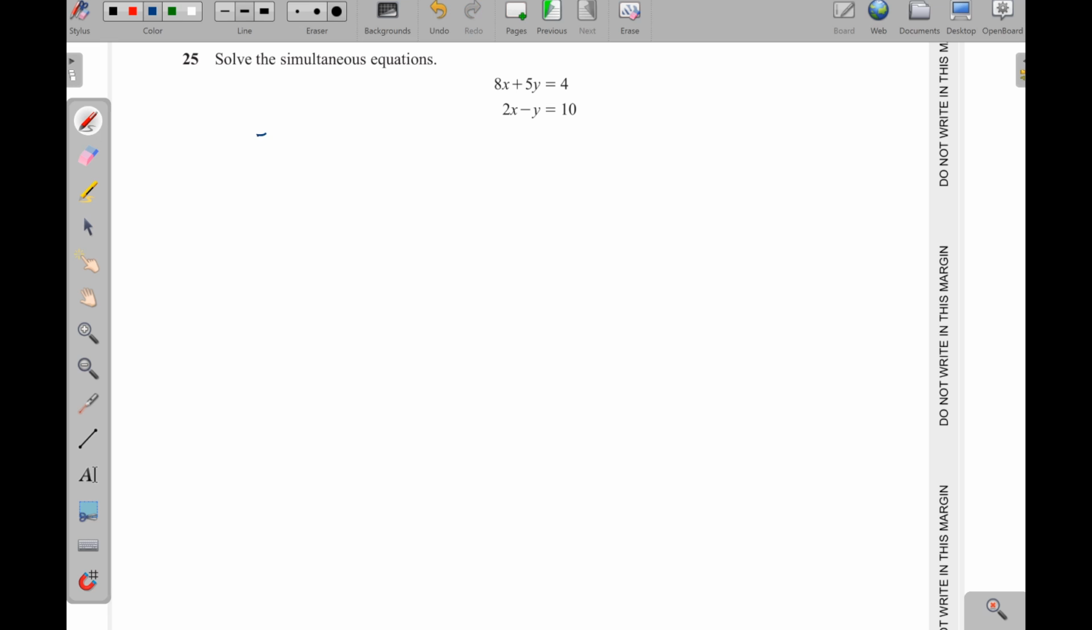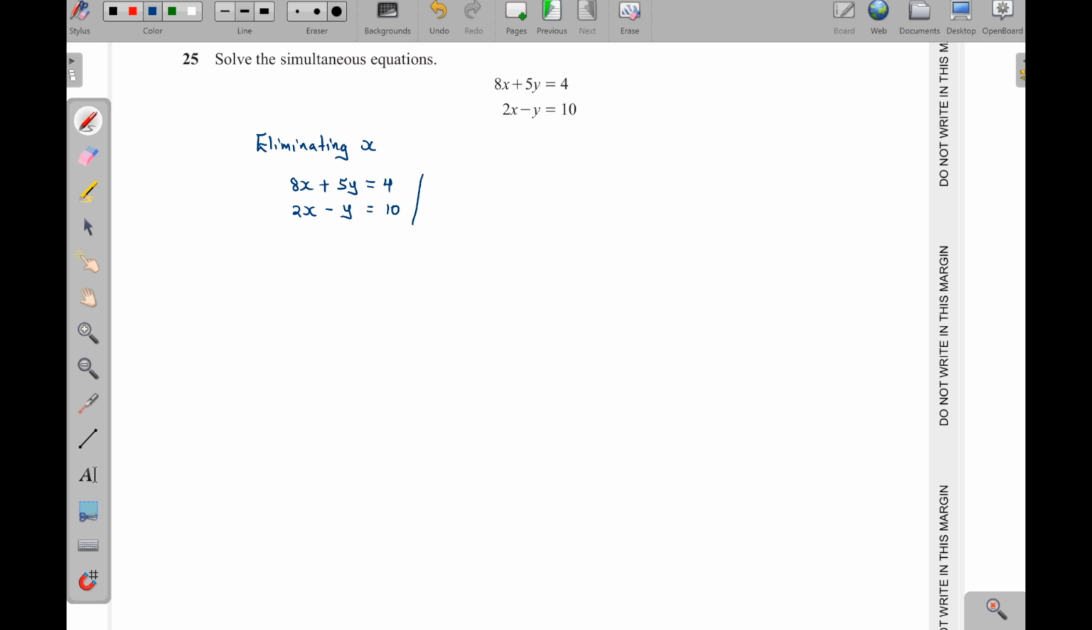Now I'm going to use elimination. So you eliminate one of them. So I can eliminate x. If I have 8x here, plus 5y, which is equal to 4, and then 2x here, minus y is equal to 10. You can eliminate x, you can eliminate y. You can make one of them the subject of the formula, like maybe y here, and then I substitute in this other equation, whatever you want, okay?